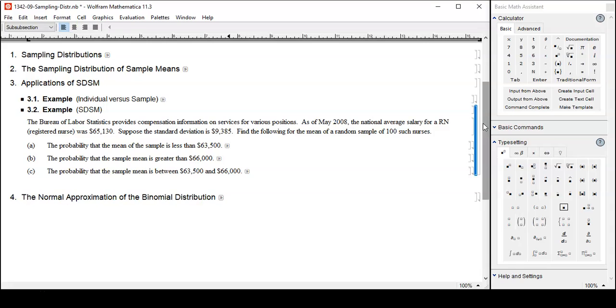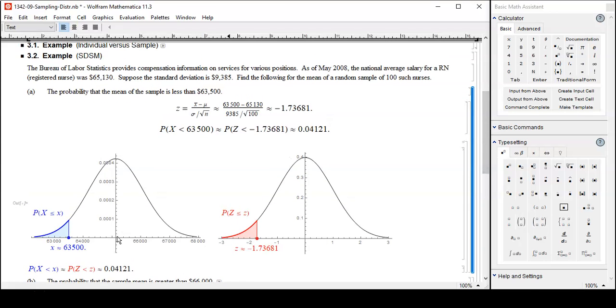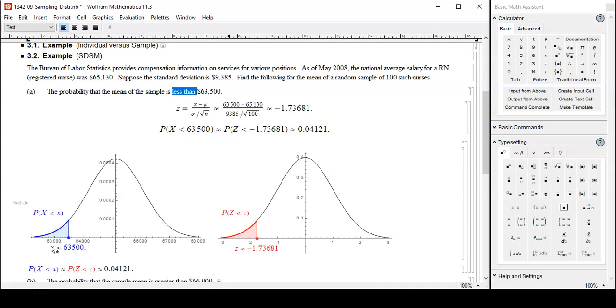Okay, sample size is 100, and we are looking at the SDSM, the sampling distribution of the sample mean. With a sample size of 100, the standard error is the standard deviation over the square root of 100. That's the standard error. Here's a picture. The center is 65,130, and the normal picture ends at 63,500, and we want the probability of less than that, so we have this shading.